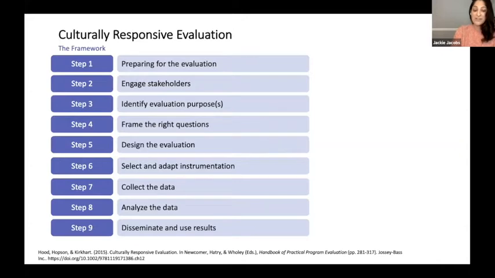And finally, step 9, share those results back with the community and your stakeholders. It's really important to close the loop and ensure the data is used for positive change.